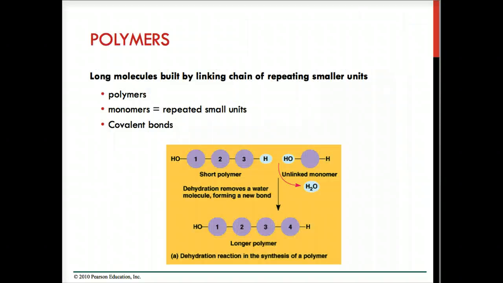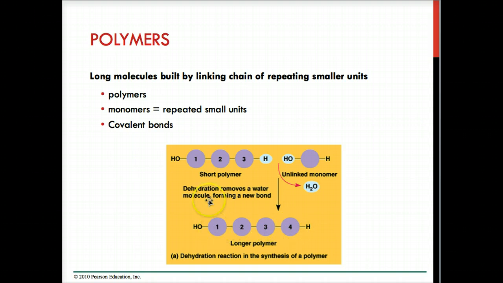So before we look at each one of those macromolecules, let's just define again what a polymer is. Remember I said poly means many. Polymers are long molecules built by linking chains of repeating smaller subunits. So the mono is the smaller subunit. If you look at this diagram at the bottom of the slide, here's a very short polymer. It's made up of 3 individual monomers. Here's an example of an individual unlinked monomer, and this would be what we consider a longer polymer.